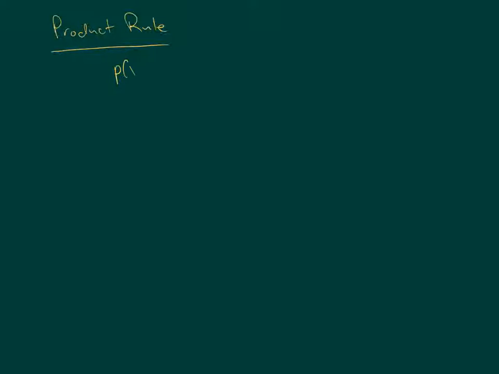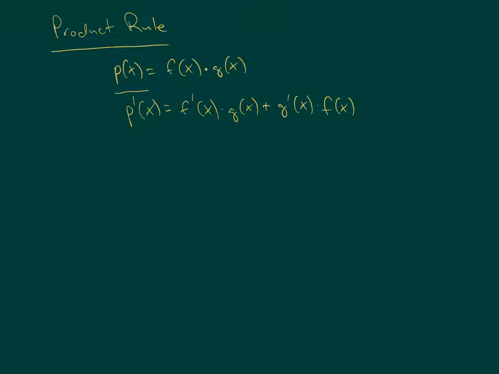If you have a function p of x that's in the form f of x times g of x, this means that it's one function times another function. Then the derivative of that is going to be f prime of x times g of x plus g prime of x times f of x. So this means that the derivative of p is going to be the derivative of f times g of x left alone plus the derivative of g times f of x left alone.